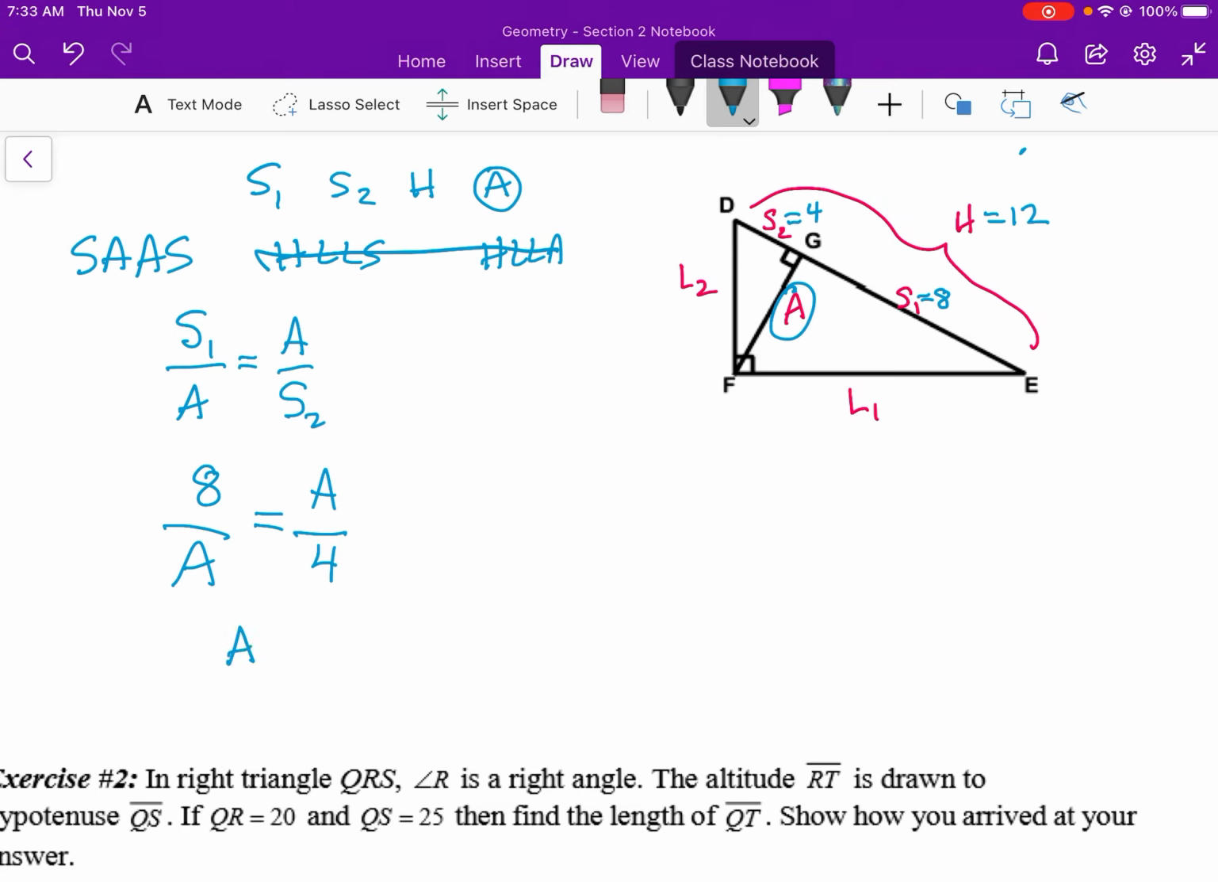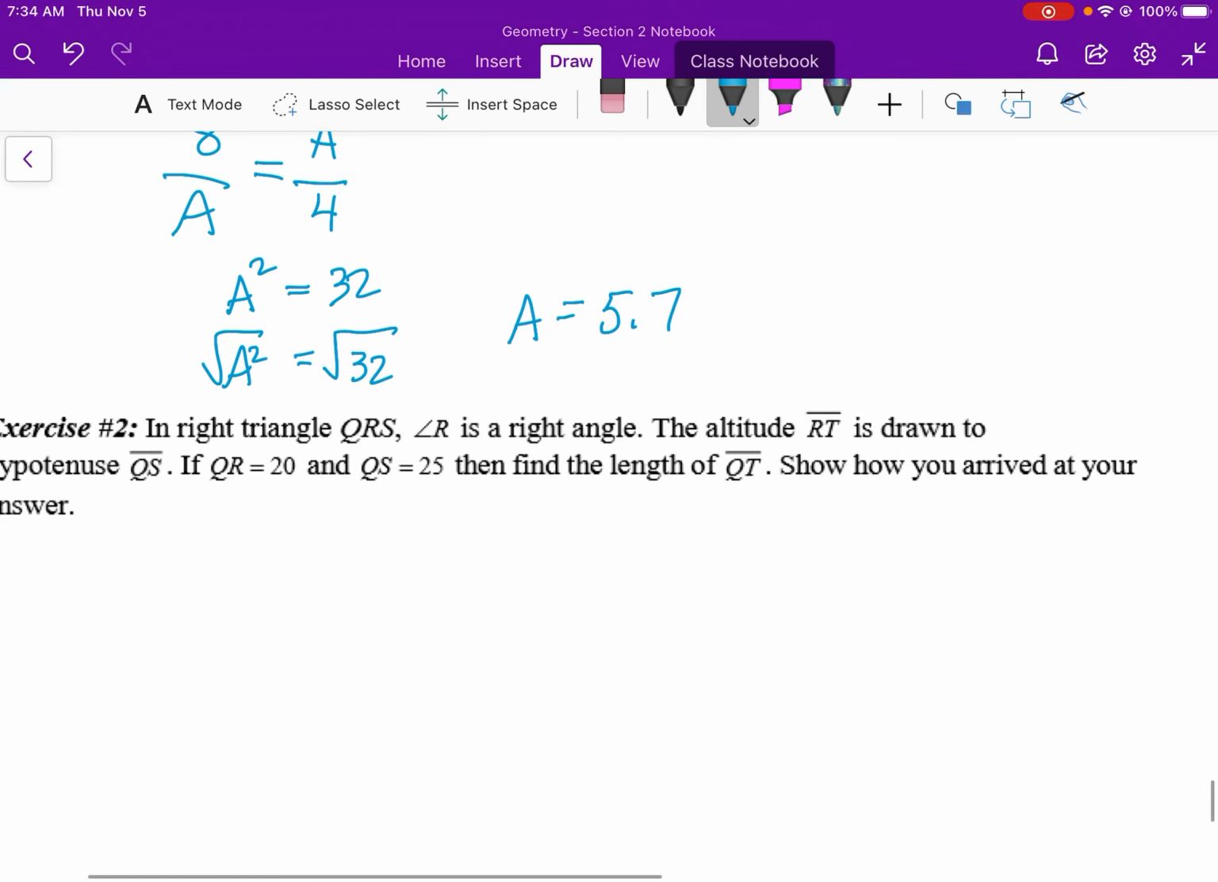A times A is A squared equals 32. Now you have to take the square root of both sides to get the final answer. Because we don't really know how to do that yet, we'll just round to the nearest 10th or 100th. So 5.656, I'm going to call this 5.7. That's it. Let's try this one.